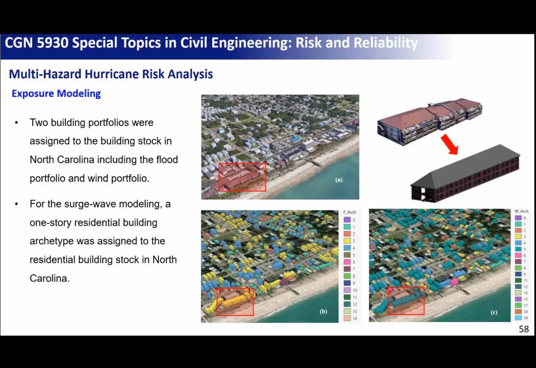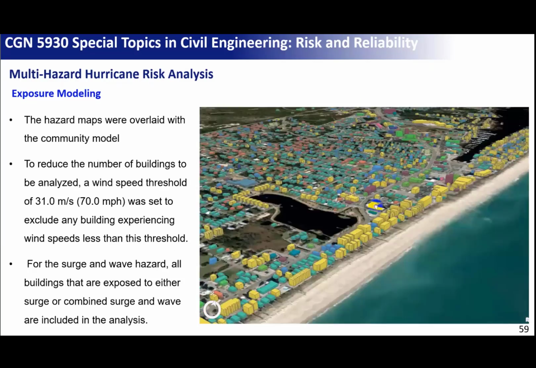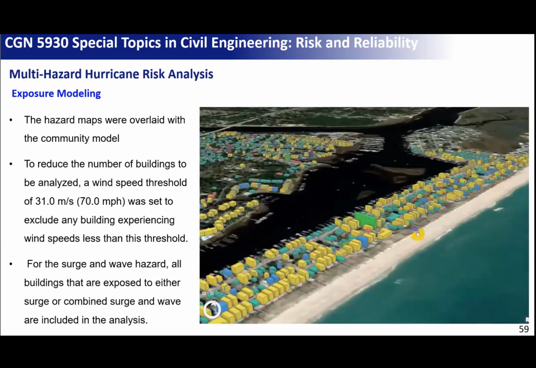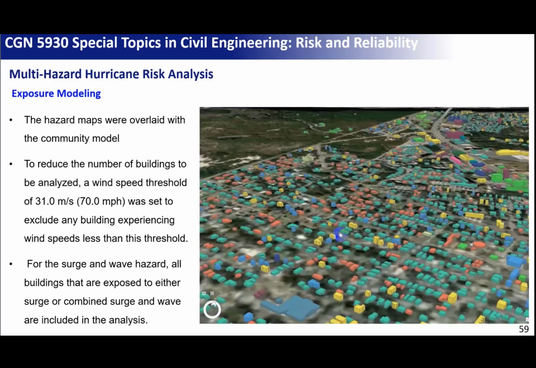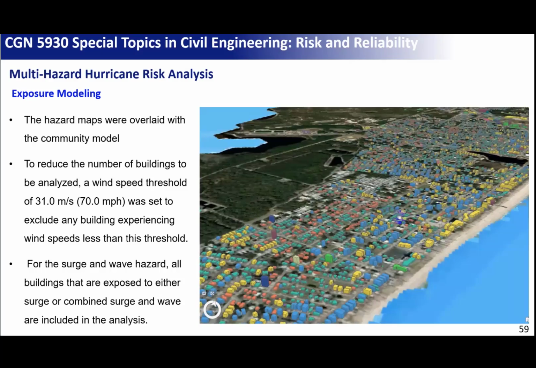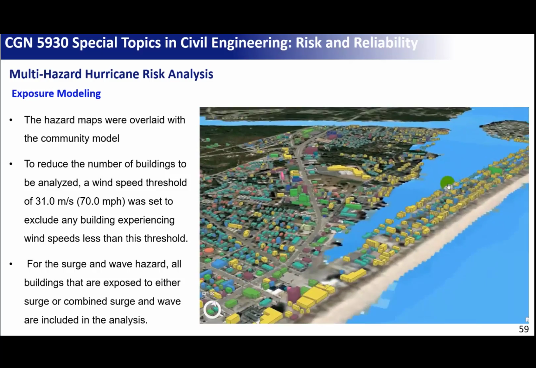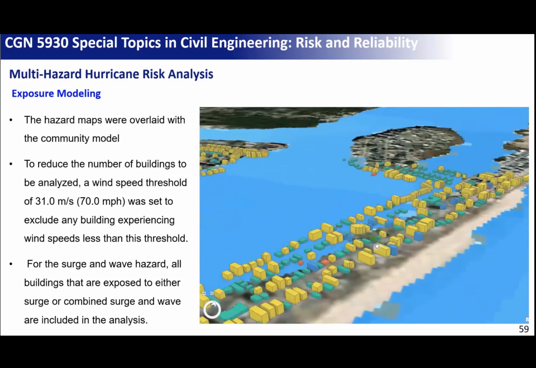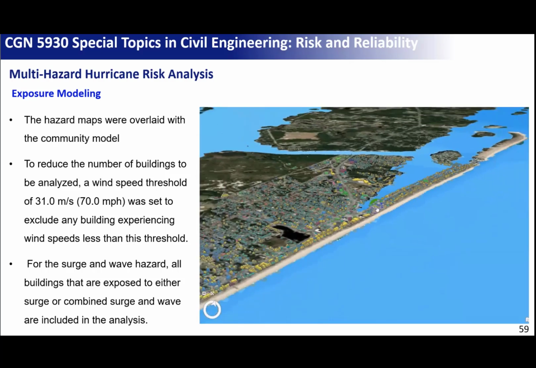So we have different archetypes for wind and different archetypes for flooding. As you can see, we have 15 archetypes here, we have 19 archetypes here, but this is not the case. Anyway, we need a model of the community. We need to identify the building type for each building in the community. Then we overlay the hazard map with the community. And now we don't have one hazard map, we have four: surge, wind, waves, and duration. Then we identify the hazard intensity at each one of these buildings, okay?